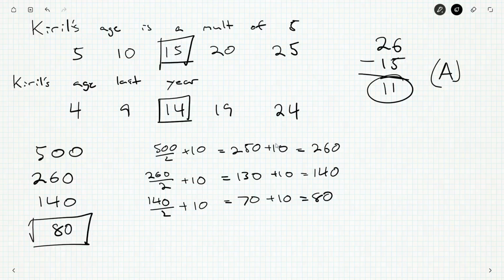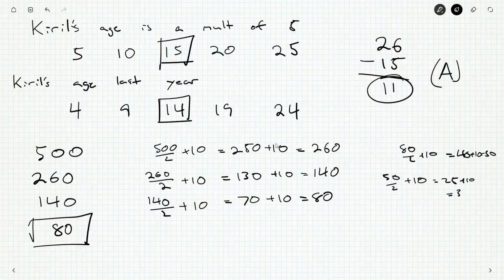Okay? And if you wanted to, you could keep going. We're going to go from 80 over 2 plus 10. That'll be 40 plus 10, 50. 50 over 2 plus 10, 25 plus 10, 35. And we can't really divide 35 by 2. I mean, you can, you'll get decimals, but this is how the sequence is going to go. Now, you don't have to keep going. That was just for fun at the very end, because really what we want is the answer of 80.